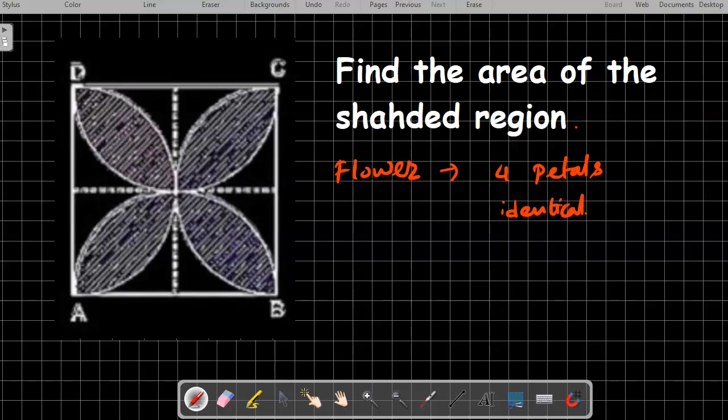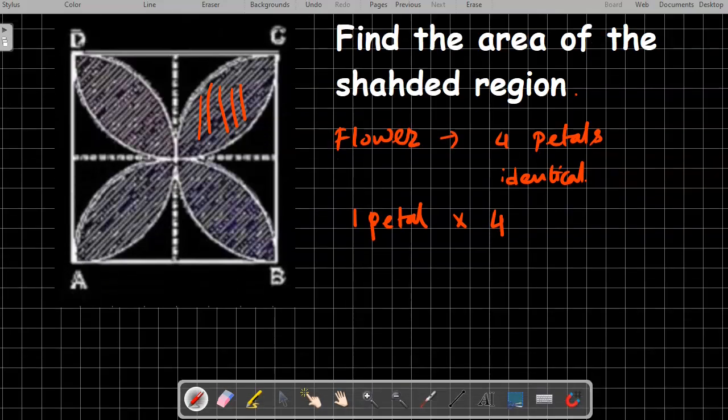Since these 4 petals are identical, our job will be done if we find the area of one petal and then multiply it by 4. So area of one petal, multiply it by 4. Then you will find the area of the flower or the shaded region. So let's find the area of one petal only. Now let me draw the one petal.